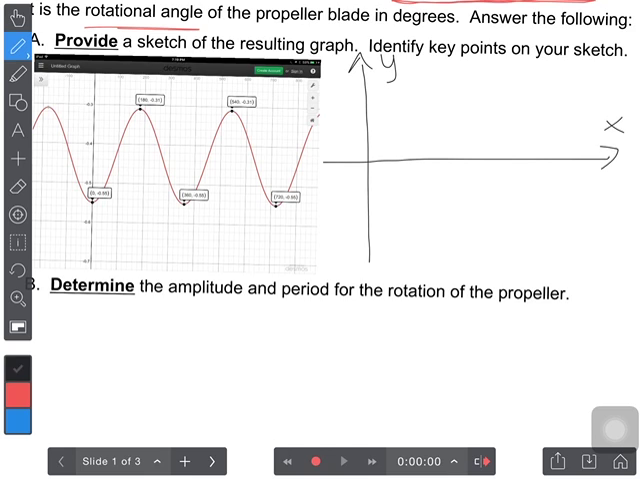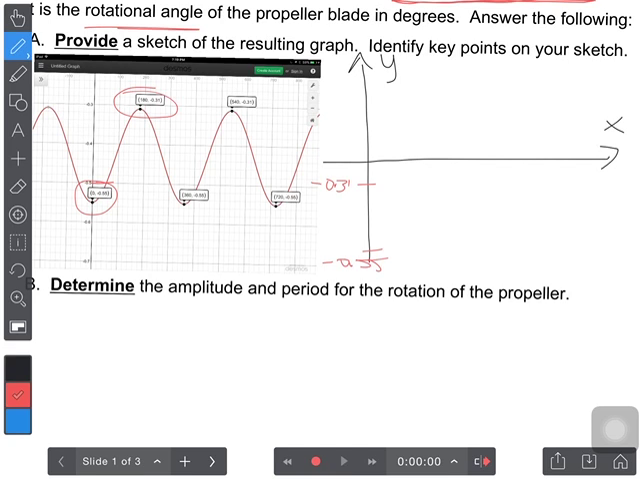So you're going to be looking at Desmos and you're going to say, okay, my first key point is right here at negative 0.55. So I'm going to put negative 0.55, and I see that it goes up to negative 0.31. So I'll do that, negative 0.31.